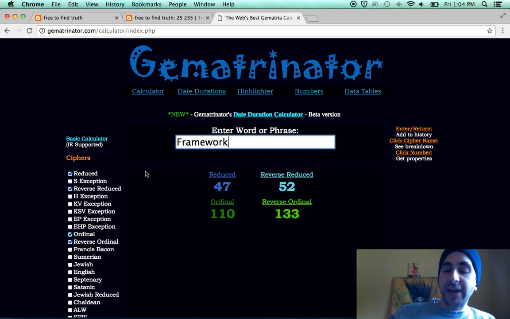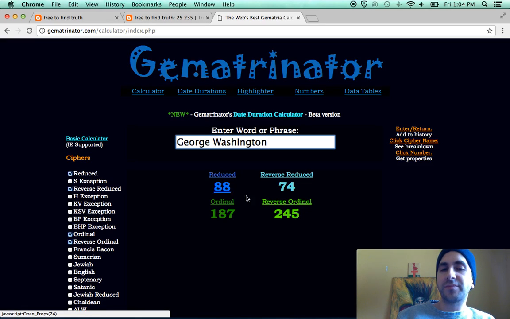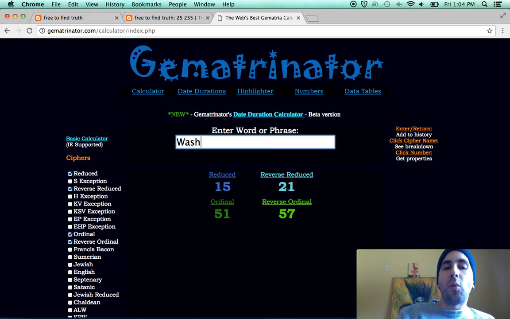The first recognized president of the nation, George Washington. Look at his name. 74, the reflection. Notice the 187. Washington, D.C., also 187. Donald Trump, who's now the president, had his GOP convention begin in Cleveland on July 18th, 18/7, 187 days before Inauguration Day. Washington, D.C., 187. George Washington, 187.